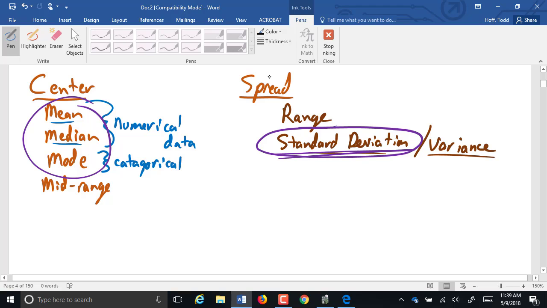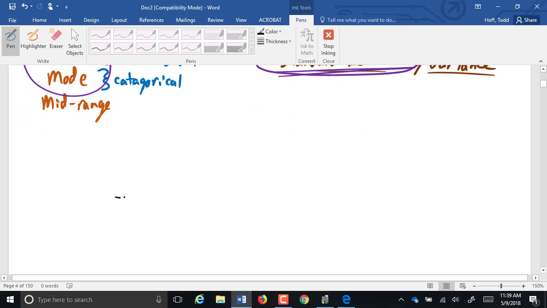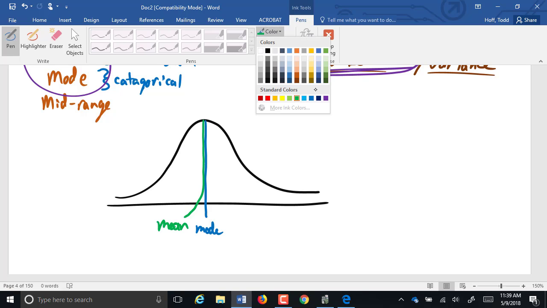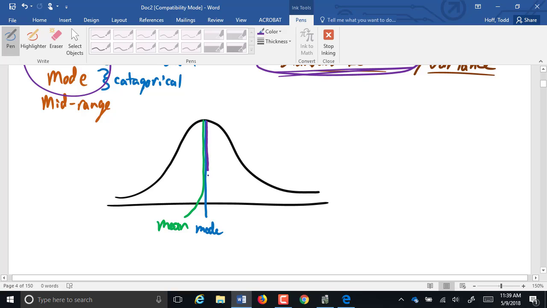So now the mean, median, mode, the center, and the spread, we're describing that bell curve. And we talked about how if that data was perfectly normally distributed, of course, the mode is the highest point. The mode, the mean, and the median would all be the exact same number right in the middle of that curve.